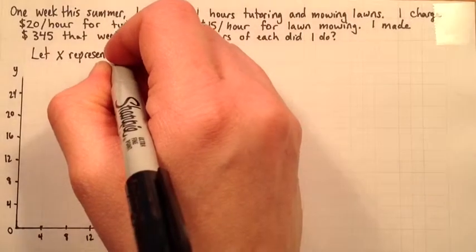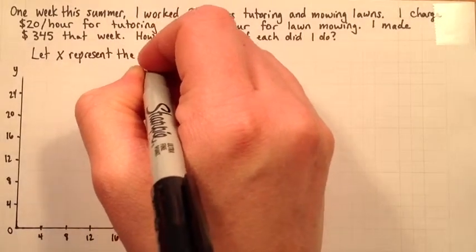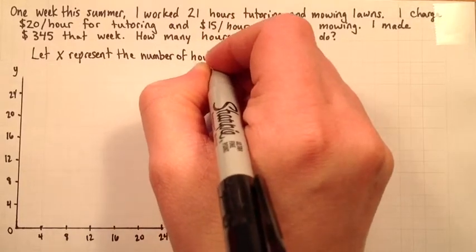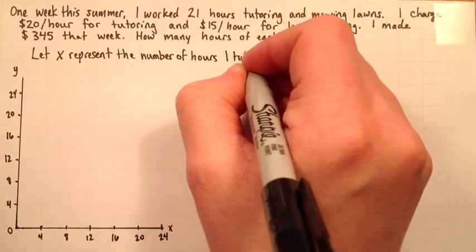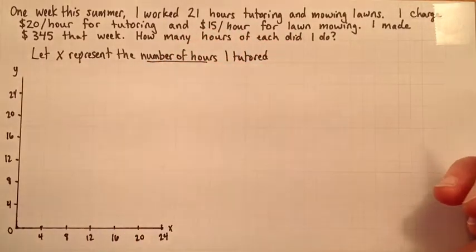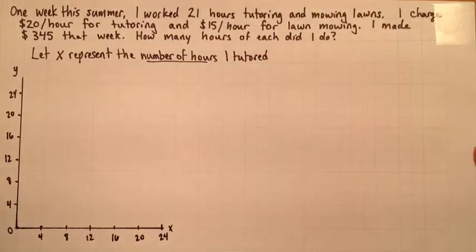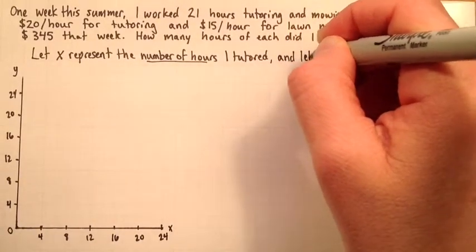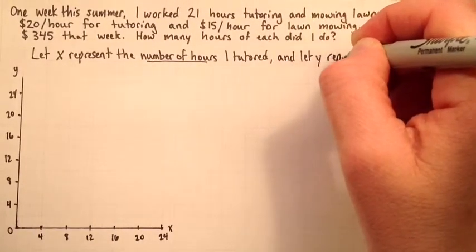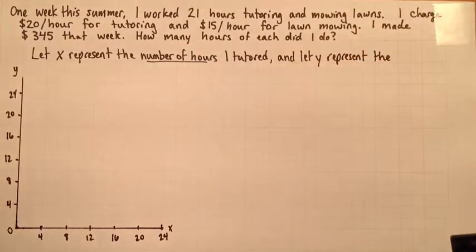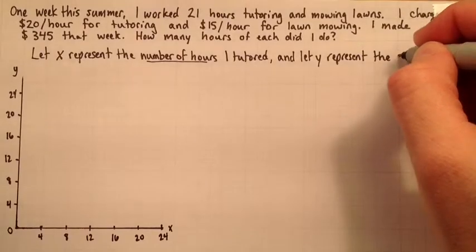Let X represent, and then this part here is important, the number of hours I tutored. If you don't put that in, sometimes you'll be more confused in the next step. And let Y represent the number of hours I mowed lawns.